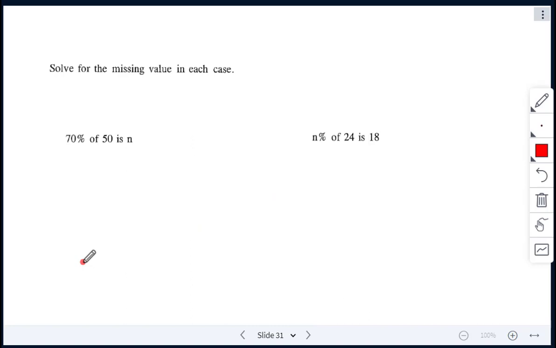But the question can be written other ways, or we have to solve for a different value. So here, 70% of 50 is n. Same thing here. We're solving for 70% of 50. Of means to multiply. So I'm just going to do it as the decimal method. So 2 to the left, 1, 2. That gives me 0.70 times 50, which is equal to 35.